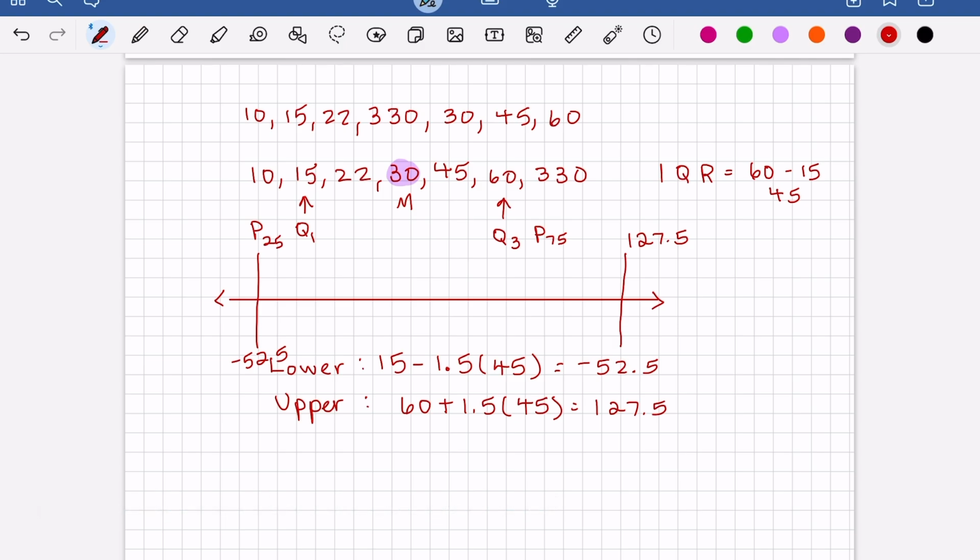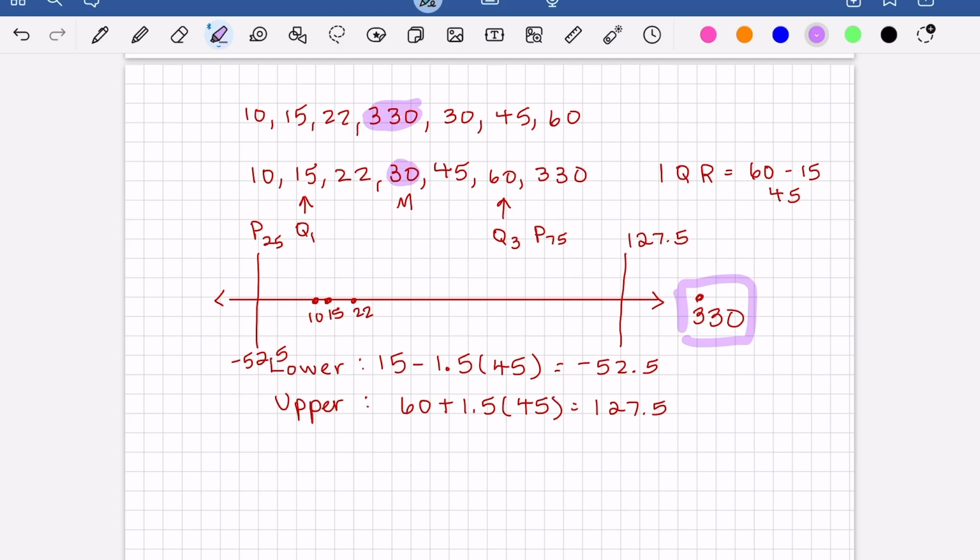So when I plot 10, 10 is definitely here somewhere. Then we have 15, which is pretty close to here. 22 is in here. 330 is going to be way over here somewhere. It is for sure an outlier because it falls outside of that fence. 30 is inside the fence, 45 is, and 60 is. So 330 in this case is our only outlier.